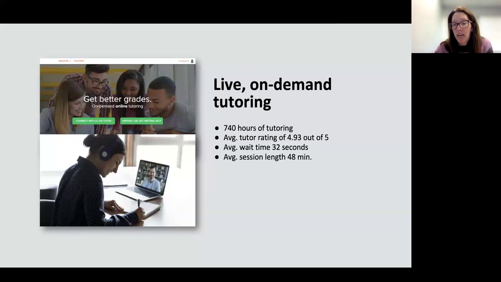Every tutor gets rated after their session so that we can ensure we're providing the best quality tutors. So it's really an amazing program. They could also submit a writing sample and get feedback on that. So if they need some help with their writing skills, they can do that as well.